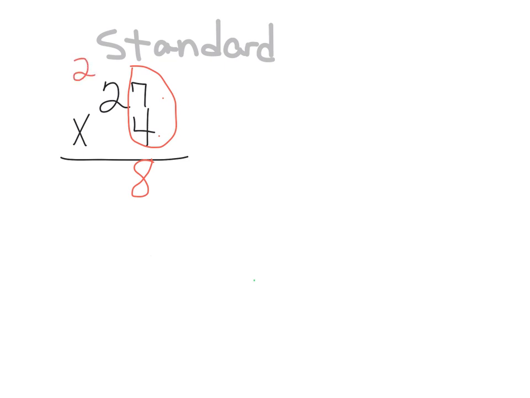So now we are ready to multiply into the tens column, 4 times 2, and 4 times 2 is 8, and then we add what we had up here. So 4 times 2 is 8, plus 2 is 10. So we know that 27 times 4 is 108.